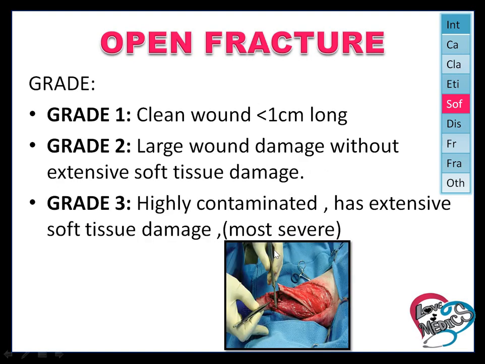Now the grades of open fracture. Grade 1 is a clean wound less than 1 cm long. Grade 2 is a larger wound without extensive soft tissue damage. Grade 3 is a highly contaminated area with extensive soft tissue damage, which means it is the most severe condition.